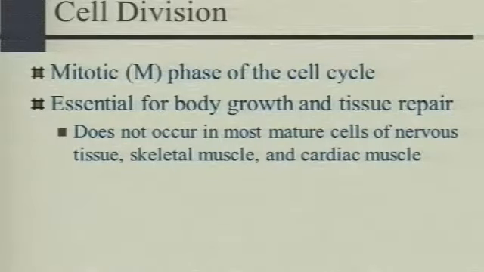Essential for body growth, right? If we don't have mitosis, we cannot repair tissues. Now, there are some tissues that can't be repaired: nervous tissue, skeletal muscle, and cardiac muscle. If you damage those tissues, you will not create new cells. What will happen actually is you'll create scar tissue that will fill in that area. Okay?